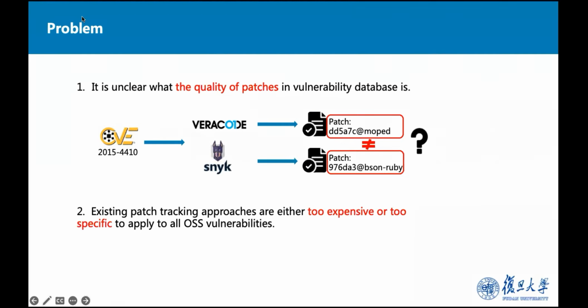Besides, another problem is that existing patch tracking approaches are either too expensive, relying on manual effort to identify the patches, or too specific, mining a specific repository to identify patches. These approaches cannot apply to all open source software vulnerabilities.